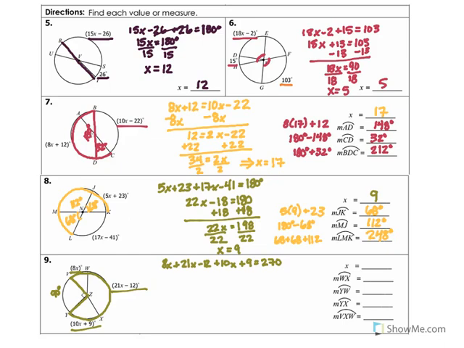So let's combine like terms, and we should get 39x minus 3 equals 270 degrees. Add 3 to both sides. And divide by 39. So x should equal 7.